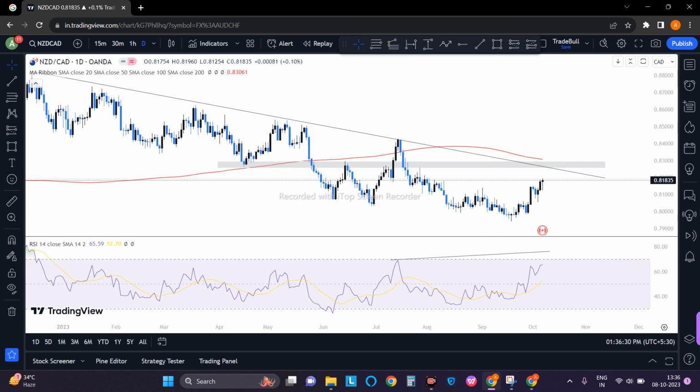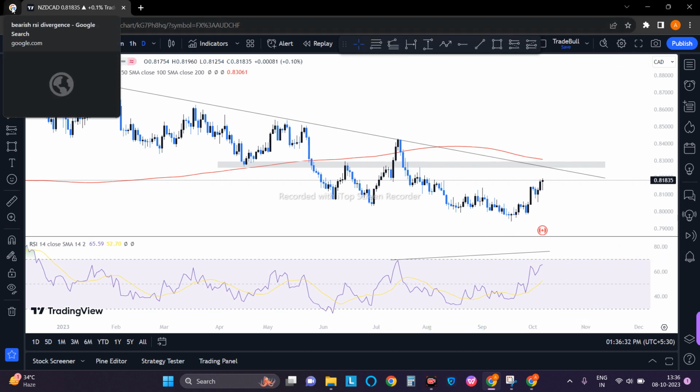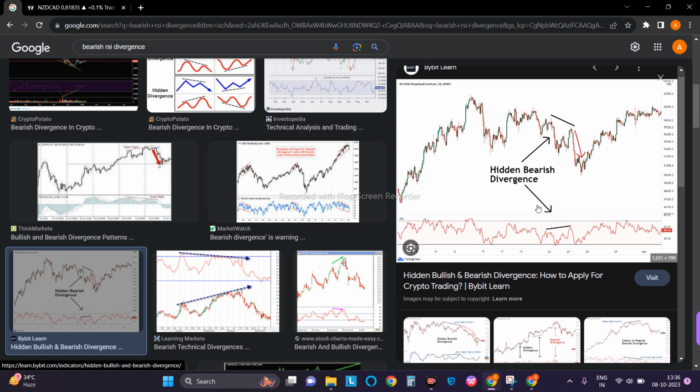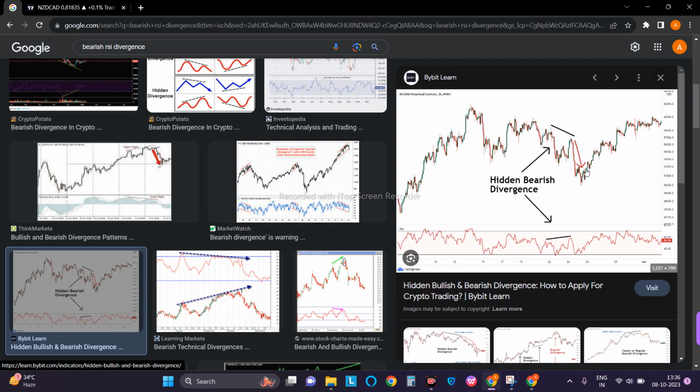Now what this is, so here I have what we call a bearish divergence. You can see the price is making lower lows, right? Here price dropped down lower than this and then again dropped down, but you can see the RSI made a higher high, right? Price made a lower high while RSI made a higher high. So this is a classic bearish divergence.